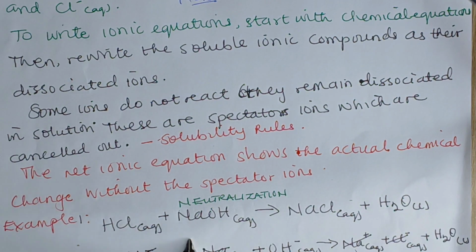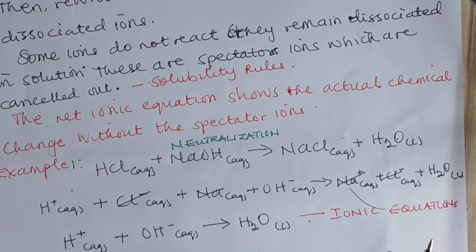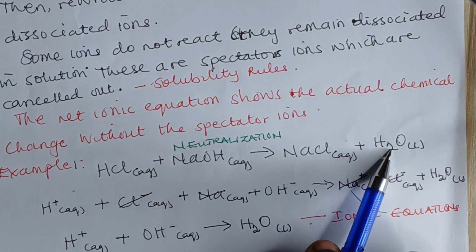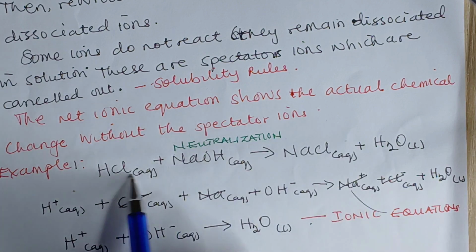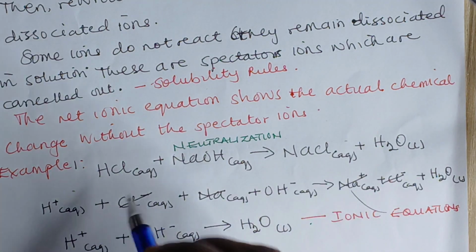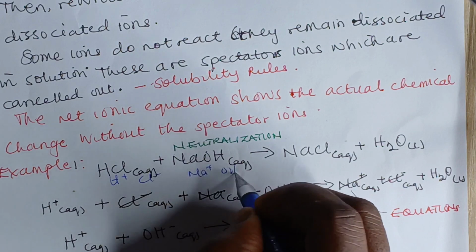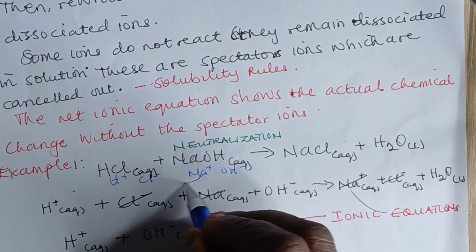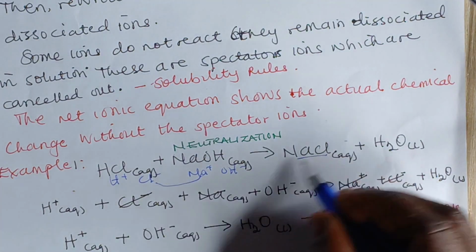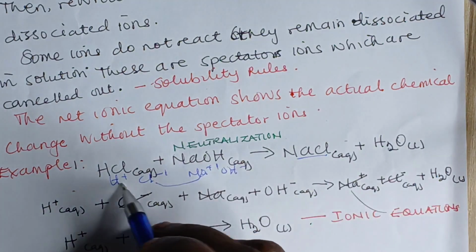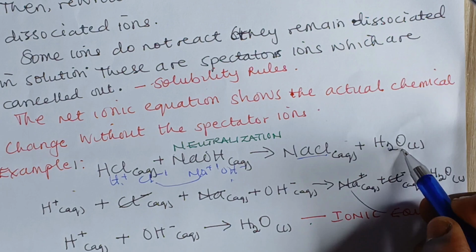So let's look at this reaction: hydrochloric acid reacting with sodium hydroxide to give sodium chloride and water. This is a normal equation. That is, this breaks down into H plus, chloride ion, Na plus, OH minus. Na and Cl combine to give you NaCl. They cancel out because they carry equal numbers of charges, while H and OH combine to give you water.